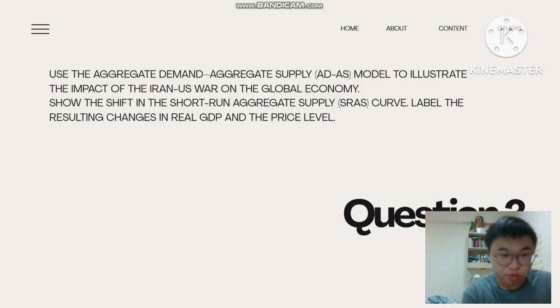Okay, and question 3. I will use the aggregate demand and aggregate supply model to illustrate the impacts of the US-Iran war on the global economy, show the shift in the short-run aggregate supply curve, and label the resulting changes in global GDP and price level.